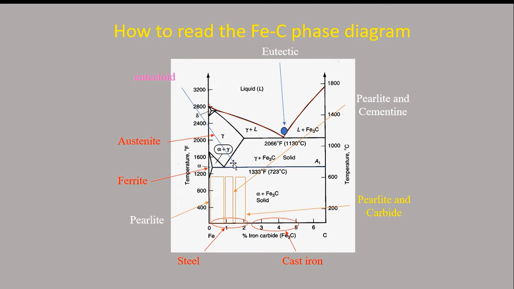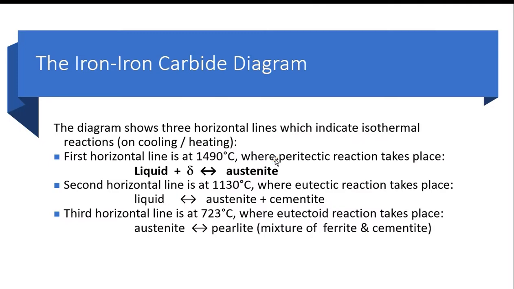Then eutectoid is also there, right? You can see gamma change into alpha plus cementite, like those are the changes you can see, right? That is how we read the iron carbon diagram.